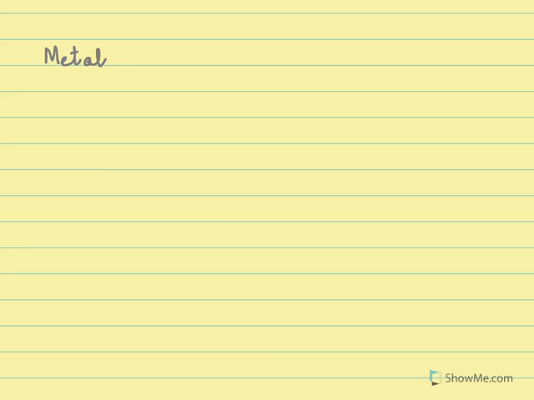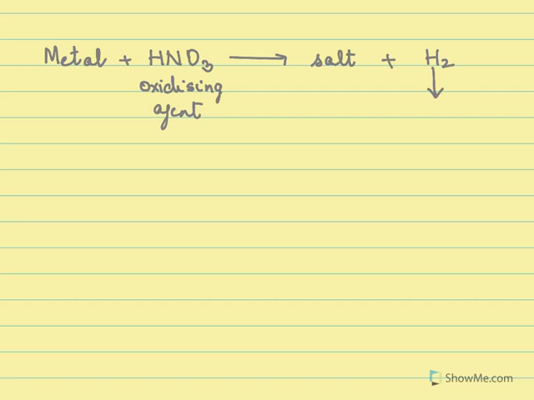When metals react with nitric acid, there is something different that happens. So we have metals with nitric acid. Normally you will expect a salt plus hydrogen. Now nitric acid is an oxidizing agent. Oxidizing agent means it gives out oxygen. So this hydrogen picks up the oxygen from the nitric acid and then becomes water.